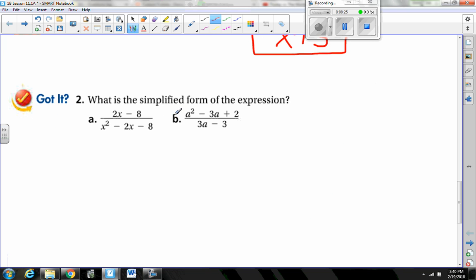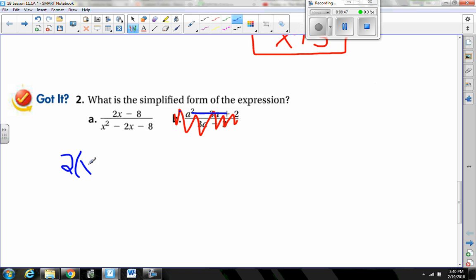Here's a couple for you to try. Let's just have you guys try letter A. Do not cancel the 2 x's and the -8, but factor both the top and bottom, factoring the 2 out on the top and factoring the quadratic on the bottom, and then cancel some things and get a final answer. Once you have that, come on back and I'll show you what we should get.